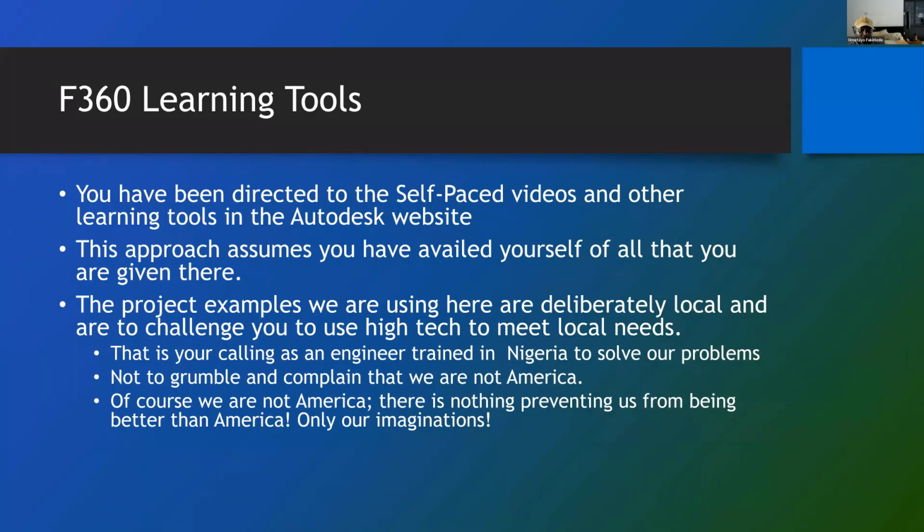So what we are going to do is give project examples that would be deliberately local and to challenge you to use high tech to meet local needs. That is a deliberate thing. So we are going to be using the Fusion 360 design and modeling tools to model around your environment.